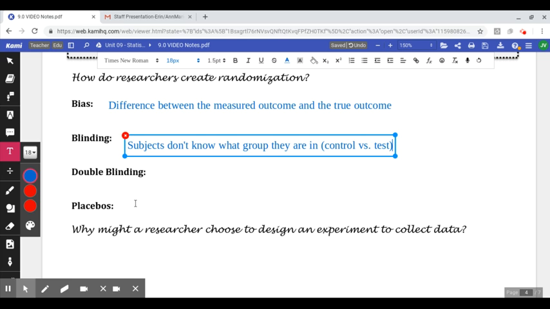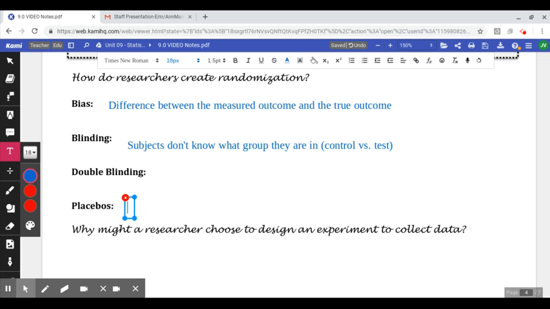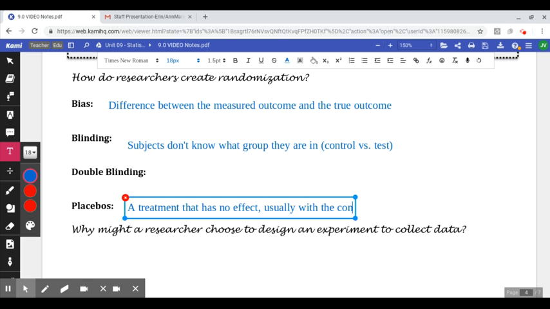And actually, we can go down to placebo right now, because a placebo is a treatment that has no effect. So you would usually use this on the control group. You give them a pill, but it's like a sugar pill. It doesn't really do anything. Unless you're studying diabetes, then that would be an issue. It's a treatment, though, that has no effect. So usually given to the control group.